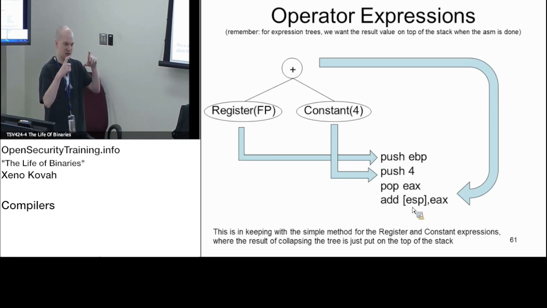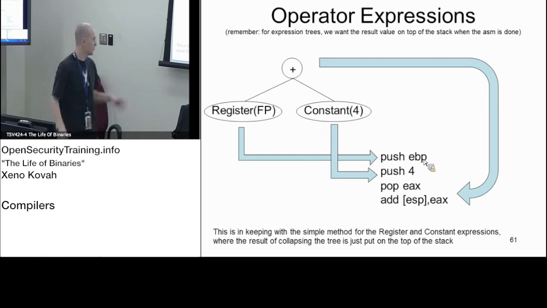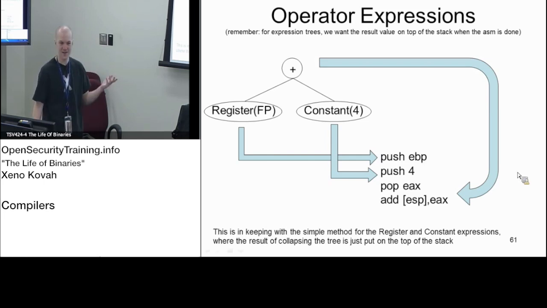Square brackets basically meant take whatever's inside the square brackets, treat that as a memory address, and go to memory and pull something out of there. So at ESP, this would be the value of EBP, which was pushed here. We're going to pull that out, add that to EAX, which is 4, put them together, and then store them back into ESP, the top of the stack.